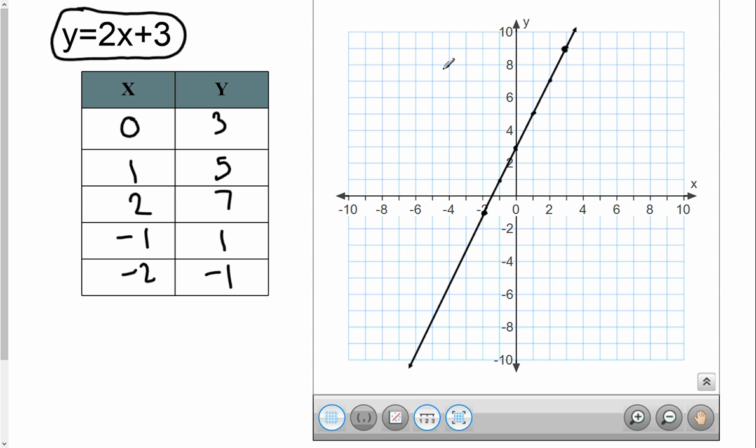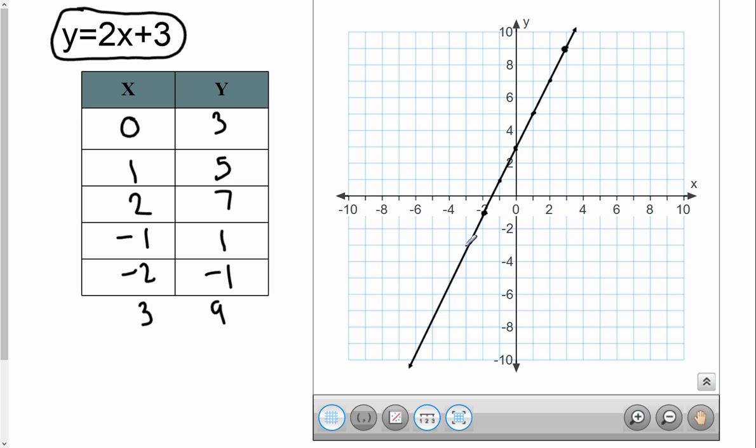3, 9 is on the line. Let's put a 3 in for x. 2 times 3 is 6, plus 3 more is 9. Notice that the point that was on the line is also an answer to this equation. And I can try other numbers.